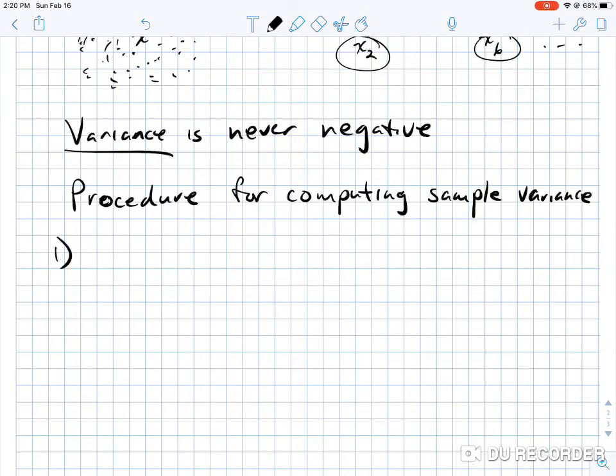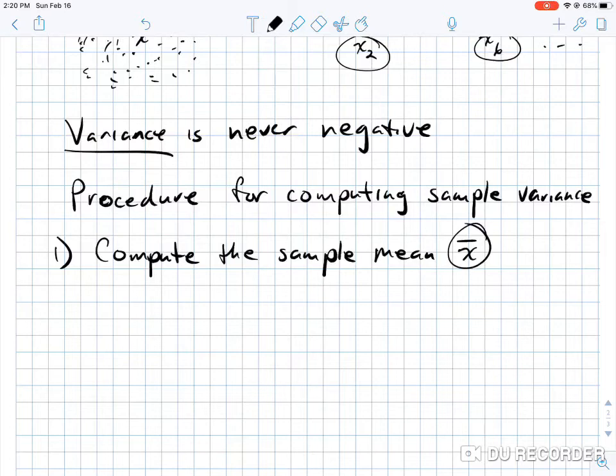So the first, of course, would be to compute the sample mean. Okay, so that has to be the first step before you do any calculation when it comes to calculating your sample variance, be it population variance or sample variance. You cannot find any kind of variation if you don't know what the mean is. So that's always the first step. Always the first step is to calculate that sample mean. Okay, you must do that first.